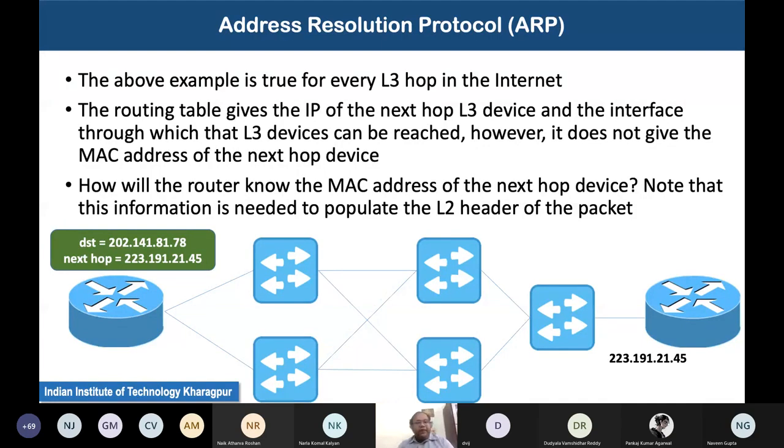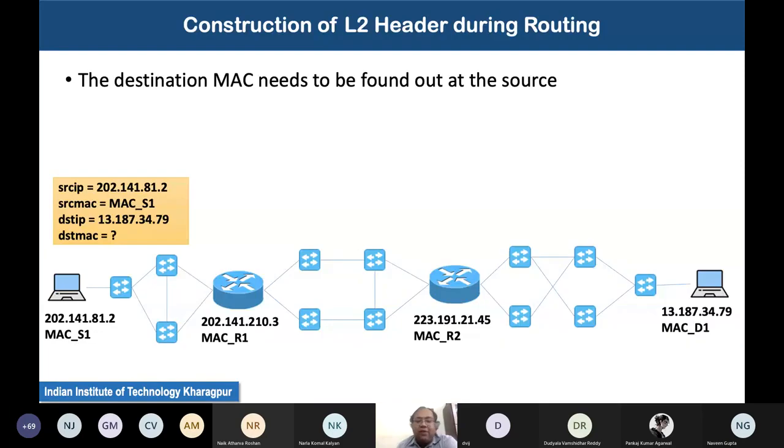Say, for example, this is an end-to-end network. Assume that for every layer 3 device, I have an IP address and the corresponding MAC address. The IP address is written here, and the MAC addresses are written as MAC S1, MAC R1, MAC R2, MAC D1. Now, for the first packet being originated, the source IP is 202.141.81.2 and the source MAC is MAC of S1. The destination IP is 13.187.34.79. That is the final destination, and I need to find out what is going to be the destination MAC.